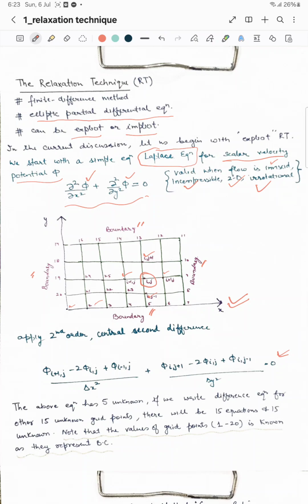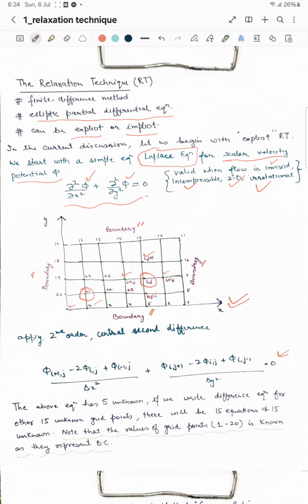For the sake of discussion we can say that the above equation has 5 unknowns, which are phi i plus 1 j, phi ij, phi i minus 1 j, phi ij plus 1, and phi ij minus 1. So there are 5 unknowns and 1 equation. Now if we look closely at the internal grid points from 21 onwards, 21, 22, 23, there are 15 grid points. And if we write the difference equation for all the 15 grid points, we are going to obtain 15 equations.